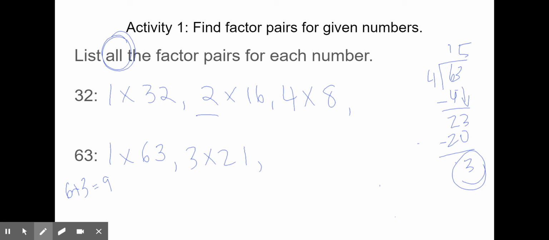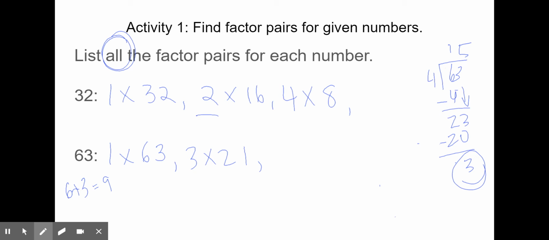5 is not a factor. How did I know so quickly? Well, it doesn't end in 0 or 5. 5 is a factor of numbers that end in 0 or 5. Don't believe me? Start counting by fives, and you'll find out quickly that anytime that you skip count by 5, the number will end in either 0 or 5.